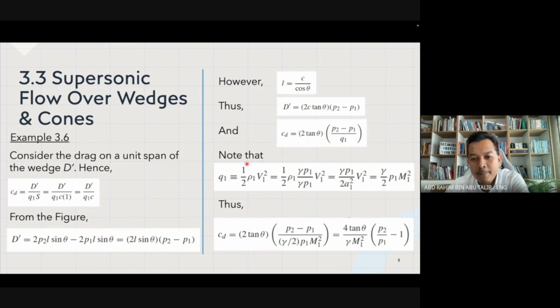So we note that from the earlier expression, q1 equals 1/2 the density times the velocity 1 squared, and you rearrange everything, you put in the Mach number, and you can then get the value of the coefficient of drag, CD, in terms of the theta value as well as the Mach number, which we know is Mach number equal to 5, right?